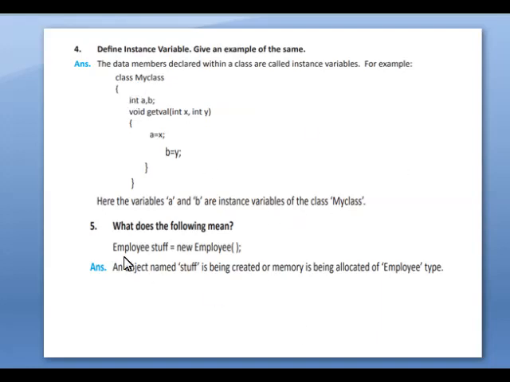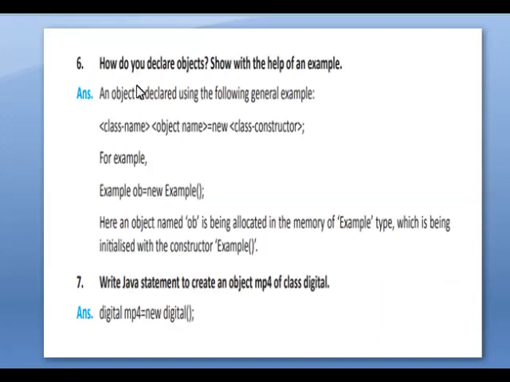Then the fifth question: what does the following mean? Employee stuff equal to new Employee(). An object named stuff is being created, or memory is being allocated for the Employee type. The next question, question 6: how do you declare objects? Show with the help of an example.